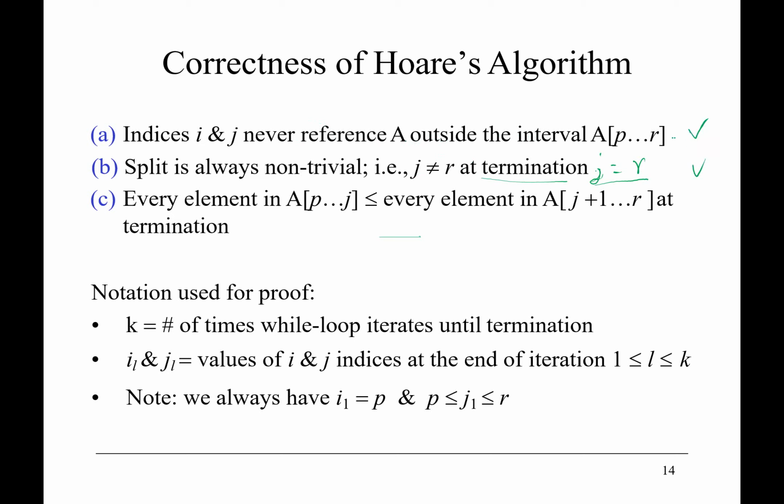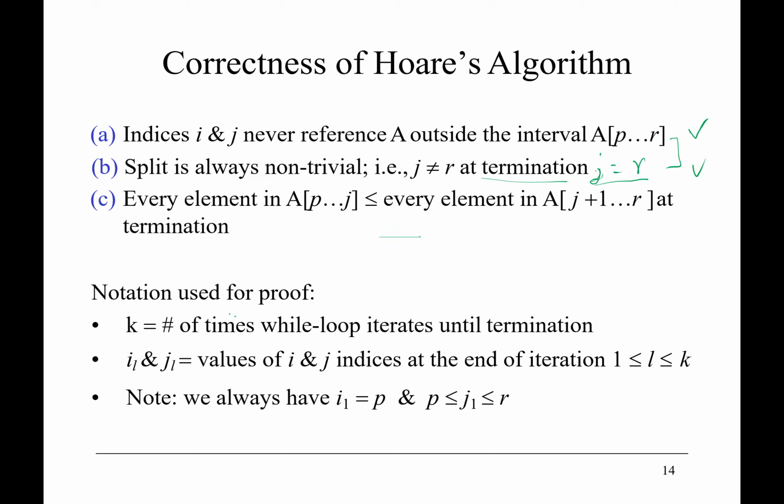So we already proved that; it's the same as what we discussed for B. Every element in A[p..j] is smaller than every element in A[j+1..r] at termination. This is also what we want to check. To check this, let's use specific notation.